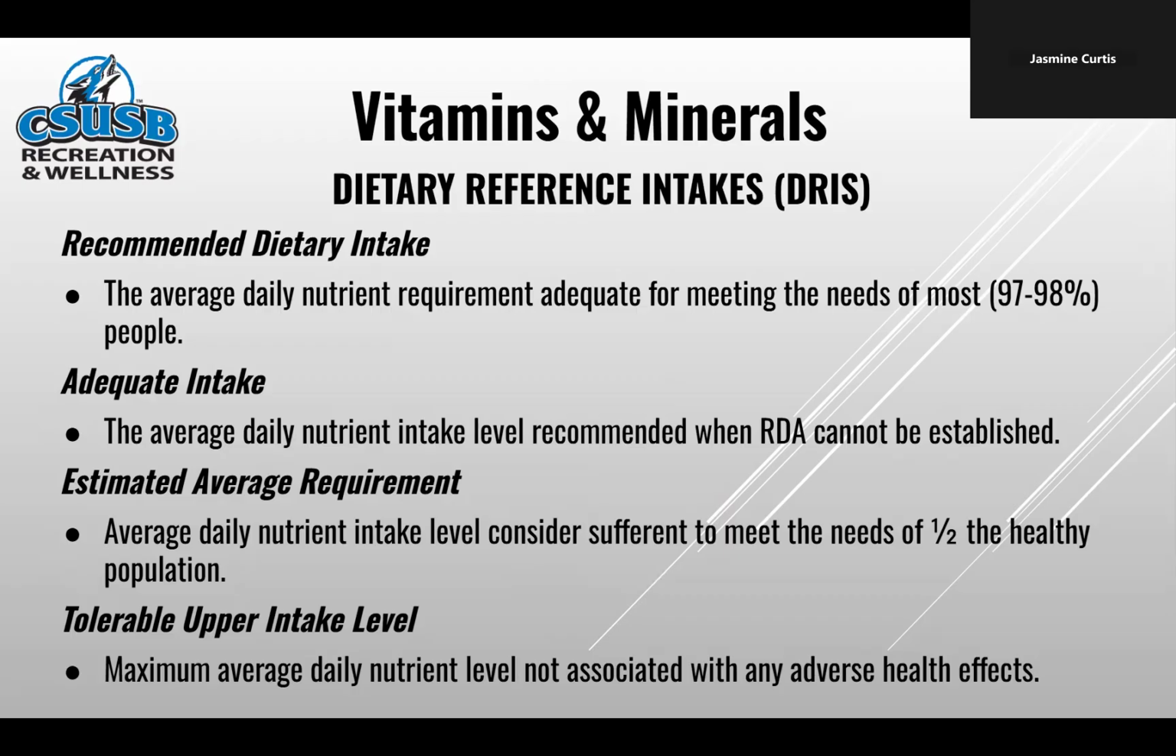Sometimes you see these on food labels. Where does that come from? Well, it's just the average daily nutrient requirement for about 97 to 98% of people. That's RDI. Then AI, or adequate intake, is the average daily nutrient intake level recommended when RDA cannot be established. And then estimated average requirement, also known as EAR, is the average daily nutrient intake level considered sufficient to meet the needs of half the healthy population. So, not super helpful, but half the healthy population.